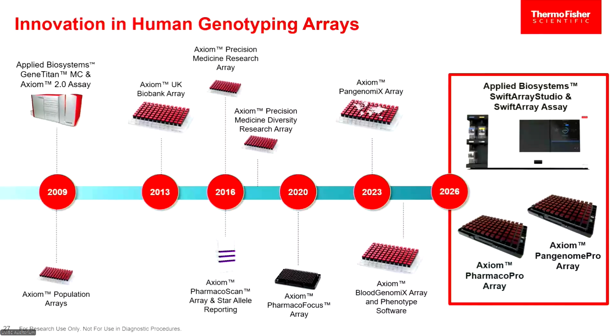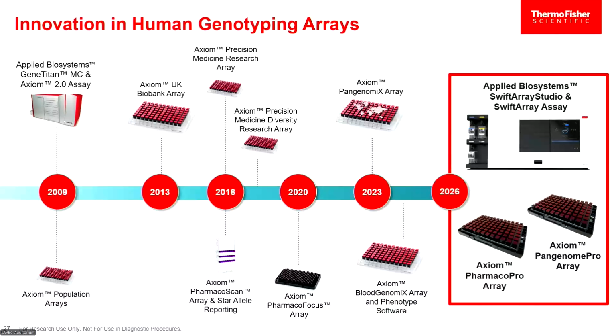I like to highlight the lay of the land of where we've been. We've talked about the red instrument on the top left. That's the GeneTitan. And now we've got the bright, shiny new toy on the right with the Swift Array Studio. We've highlighted the UK Biobank, right? What else have we done? We've taken the precision medicine research array. We've added markers. We talked about our gold standard design team.